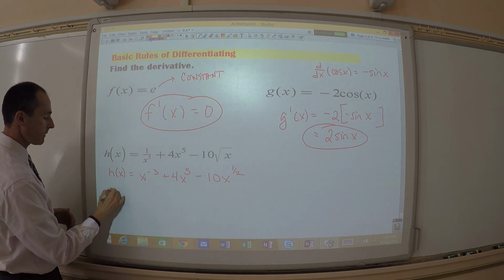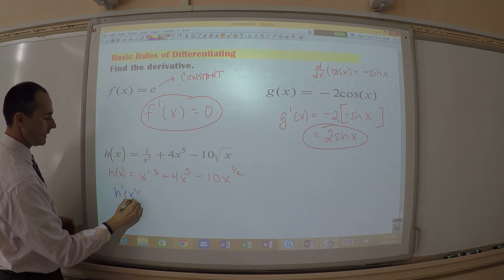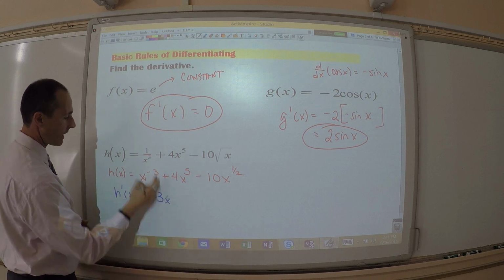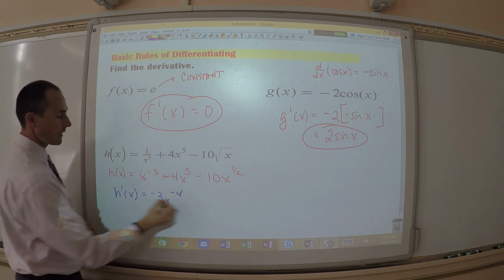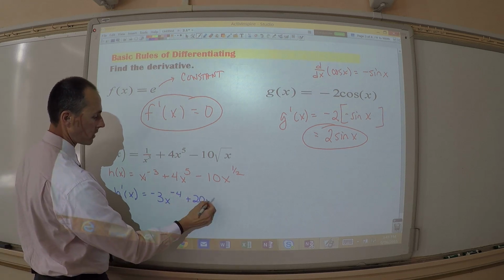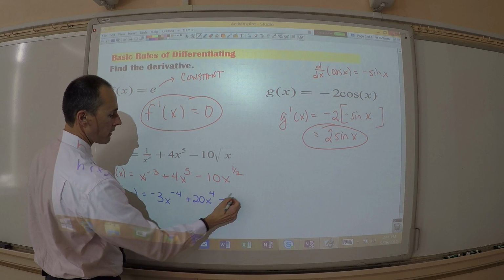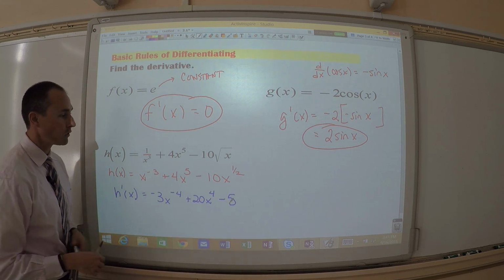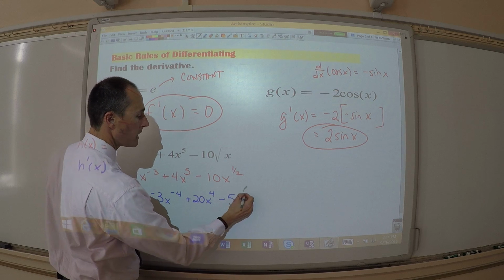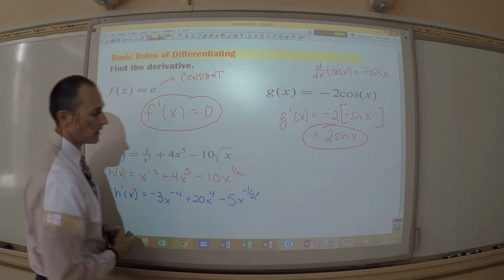So in this case, the derivative of h would be -3, then we have to take away a power, so x to the -4th. Then we're going to go plus 20x to the 4th. And then finally 5. Why? Because we drop that 1/2 down, 10 times 1/2 is 5, x to the, and 1/2 minus 1 is -1/2.